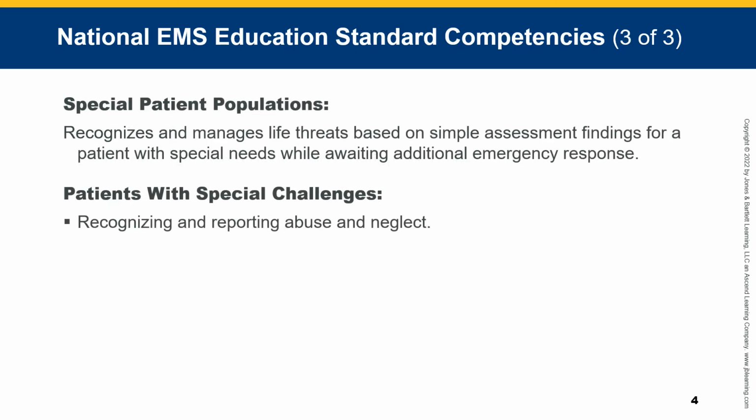We will be talking about special patient populations where you will learn how to recognize and manage life threats based on simple assessment findings for a patient with special needs while awaiting additional emergency response. And in terms of your text, you need to read pages 244 and pages 248 through 249, which deal with recognizing and reporting abuse and neglect.